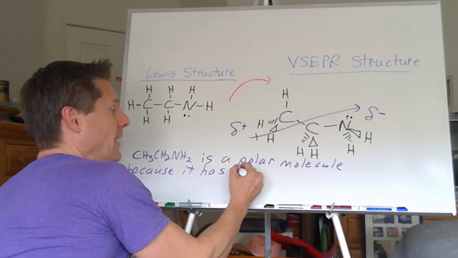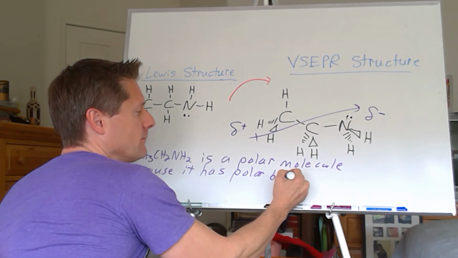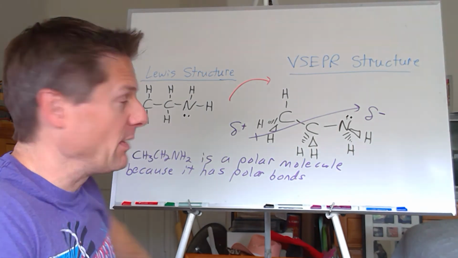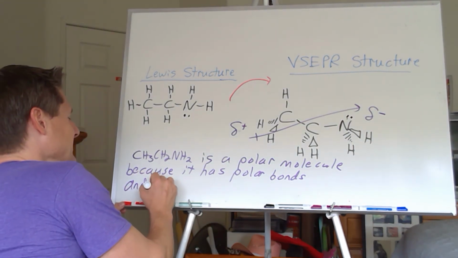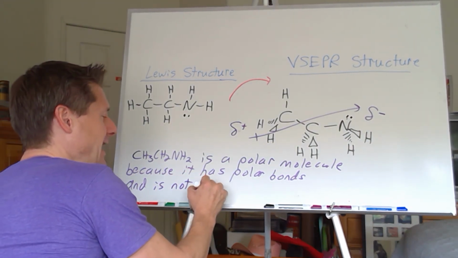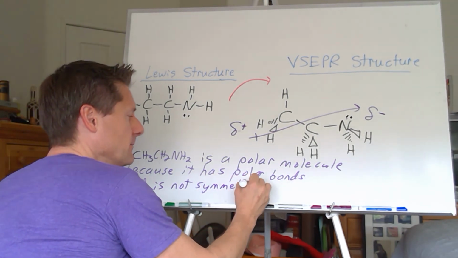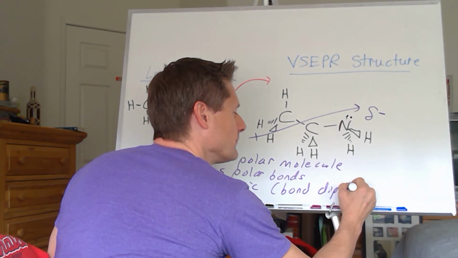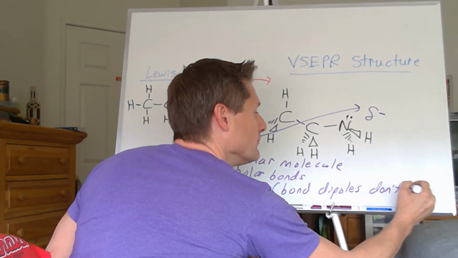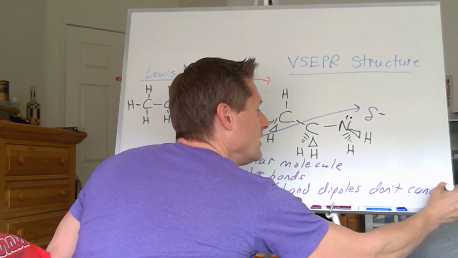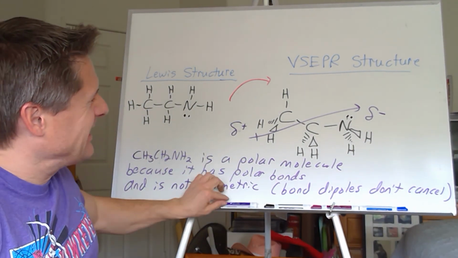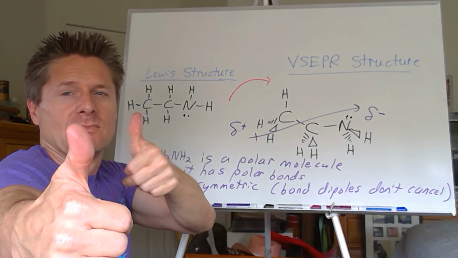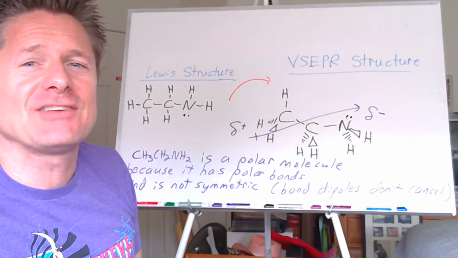because it has polar bonds, right? That nitrogen-hydrogen, carbon-nitrogen, those are polar, although carbon-nitrogen is barely polar. And it is not symmetric. They do not cancel out in 3 dimensions, right? Bond dipoles don't cancel. So you don't really need the vector mechanics. You can just kind of see it's asymmetric. More electronegative atoms on that side. Boom! We got it! We're done with this whole section. Yay!